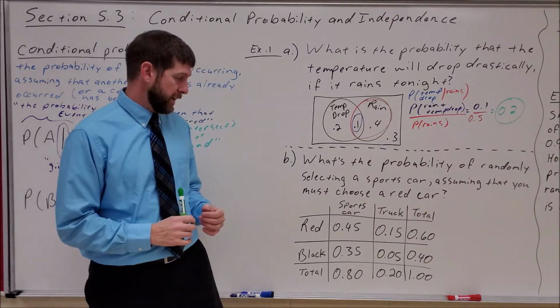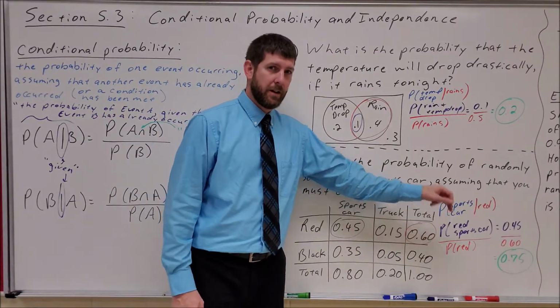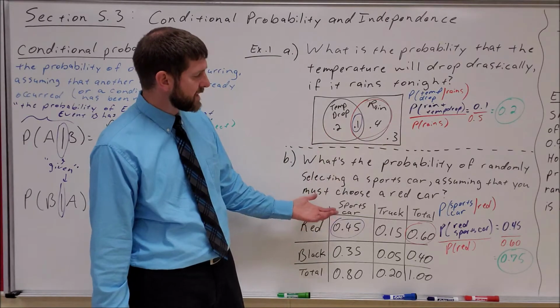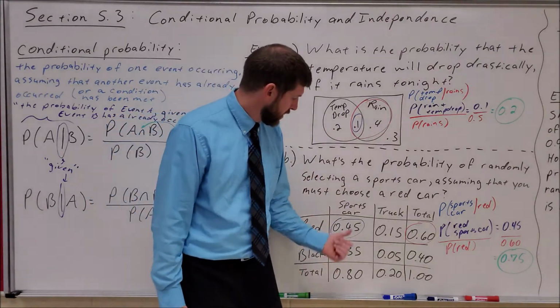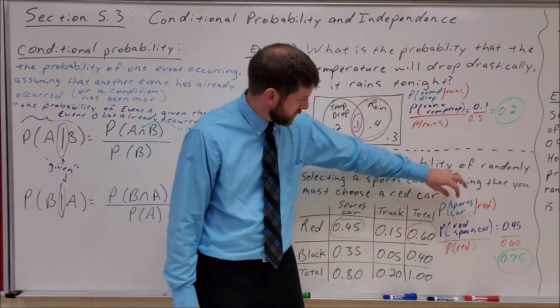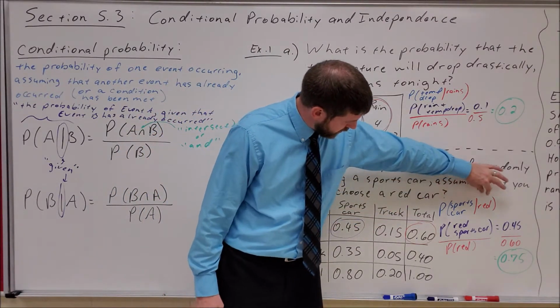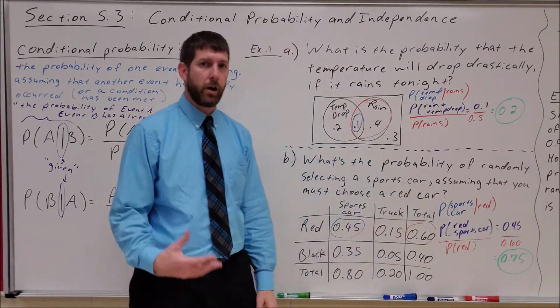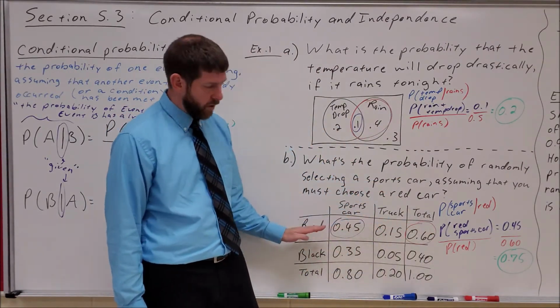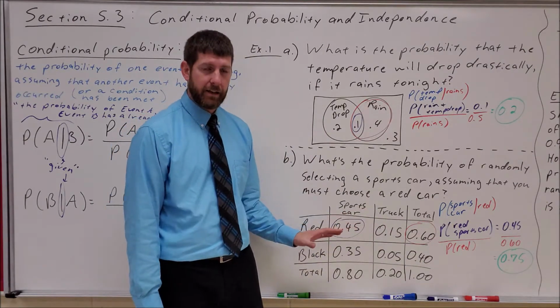All right, well, hopefully you got an answer that looks like this. So in the Venn diagram, we can see the condition. So what's the condition in this problem? We must choose a red car, so that's the condition. So we want the probability of a sports car, assuming that we're looking at only red cars. What that tells us is the red row is all the information we need. We don't need anything else.